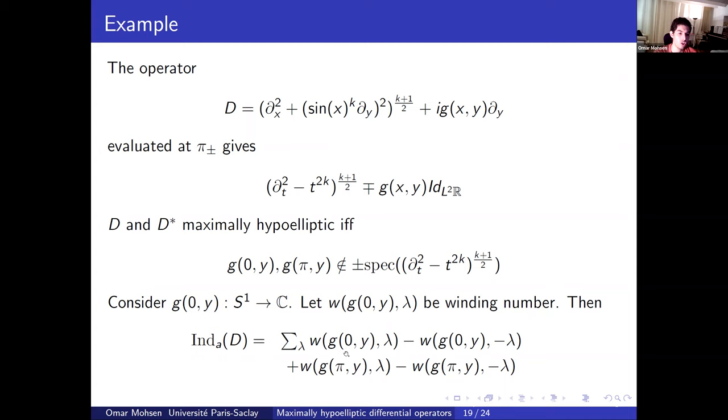And so if g is zero, you get zero from this sum, which is what you would expect, because then you get a positive operator. So, answering one of your questions from before.